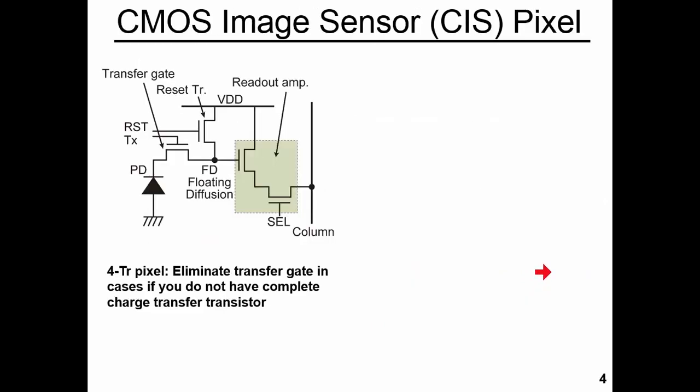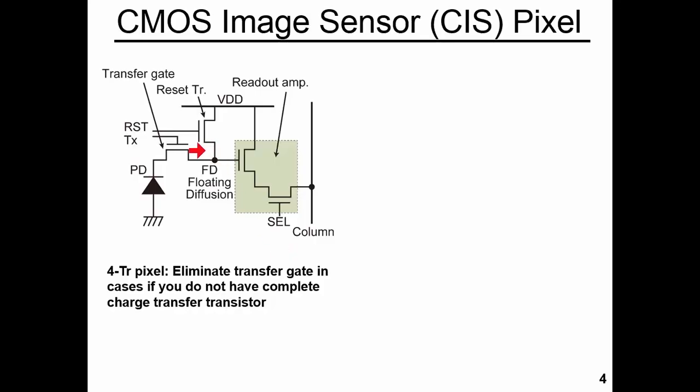So the basics of CMOS image sensor pixels are like this. Usually we use 3 or 4 transistors per pixel. We use a reset transistor, a transfer gate, and a source follower amplifier. The basic operation is as shown. When the reset transistor and transfer gate are turned on, the photodiode node PD and floating diffusion node FD will be reset to a certain level.